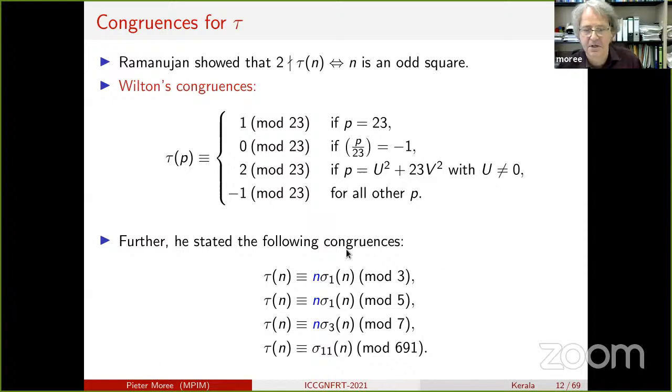And in addition, he wrote down congruences of this shape, where I realized that I did not define what that is. So this sigma_k(n) is the main player in some sense of this talk. So you just take the sum of the divisors of n to the power k. So here it's just to the power 1, here it's to the power 3, and here it's to the power 11.